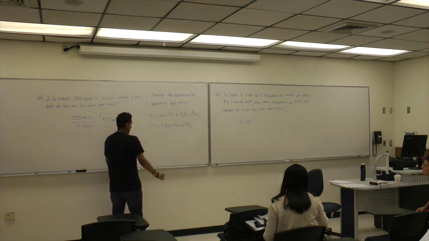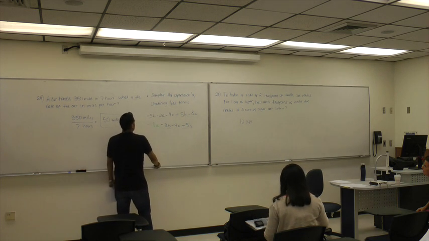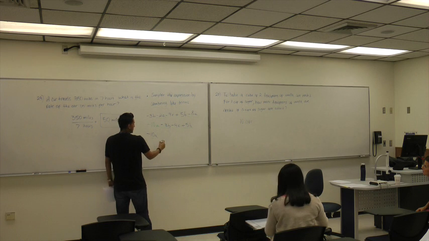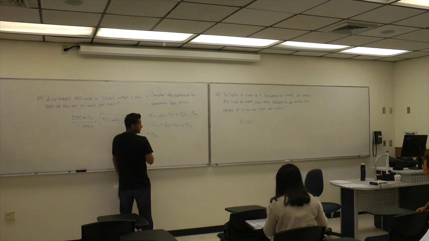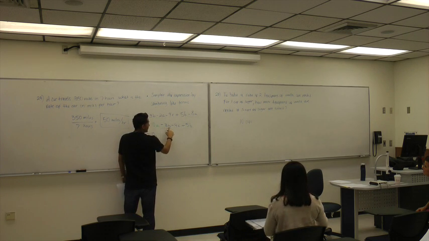Now obviously we're gonna mix the b's. So we have negative 10a. Negative 3b plus 5b would be negative 2? No, negative 3 plus 5. Negative 3 plus 5.